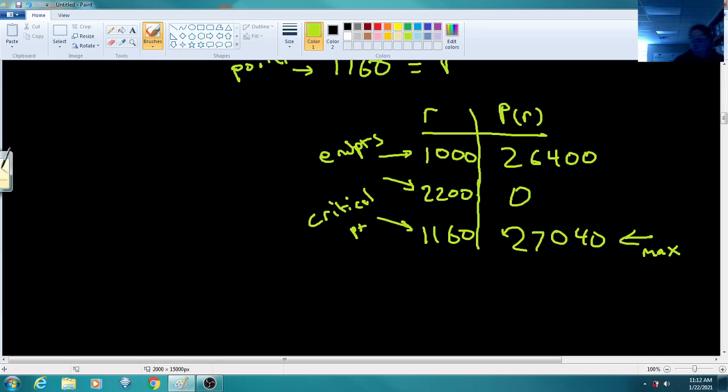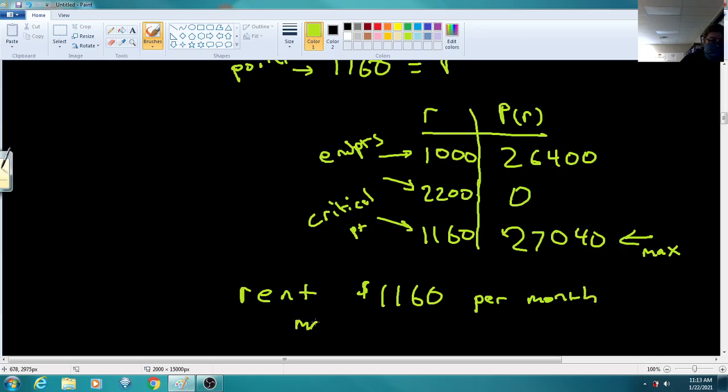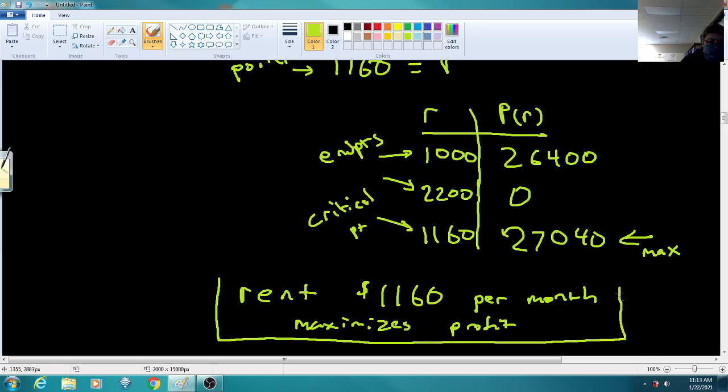And so it asks us, let me get the little lights to go back on. It asks us which rent maximizes monthly profit. So we'll say a rent of $1,160 per month maximizes profit. Okay, so we got that one done.